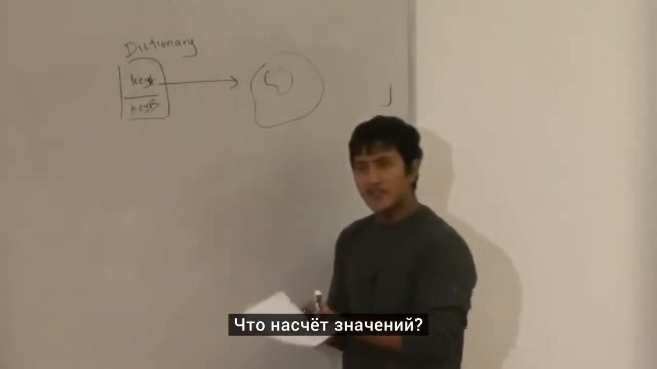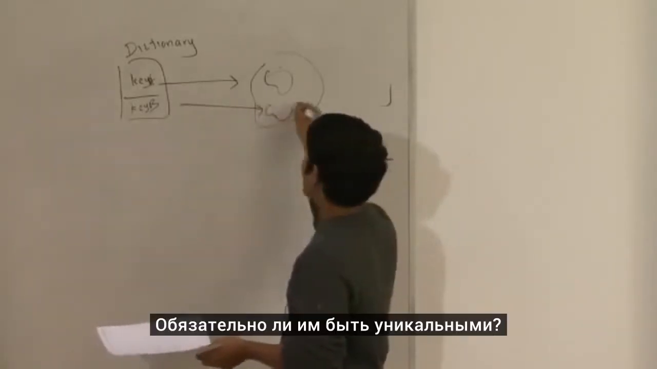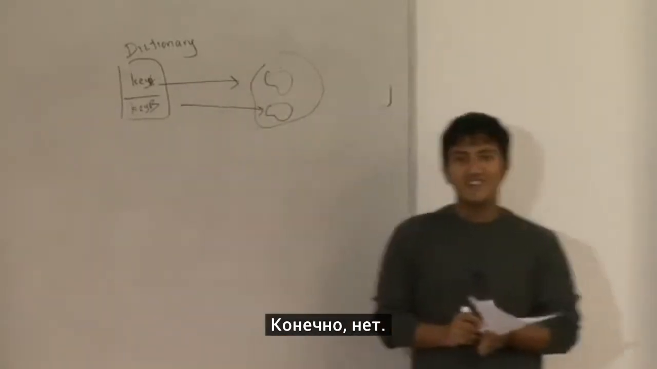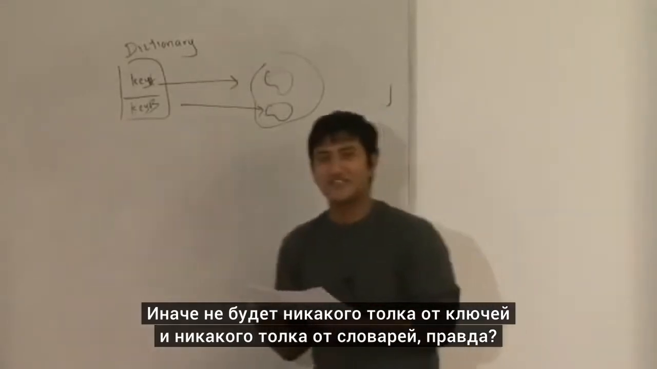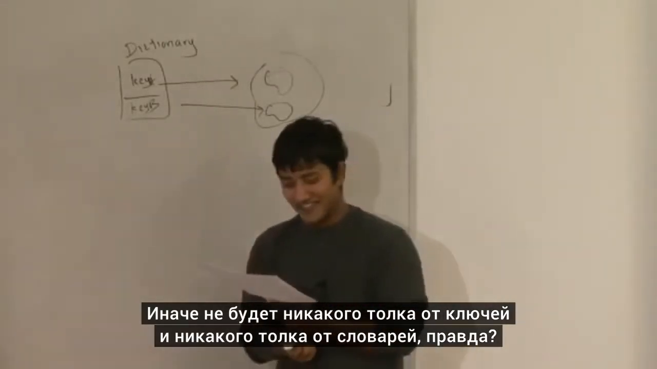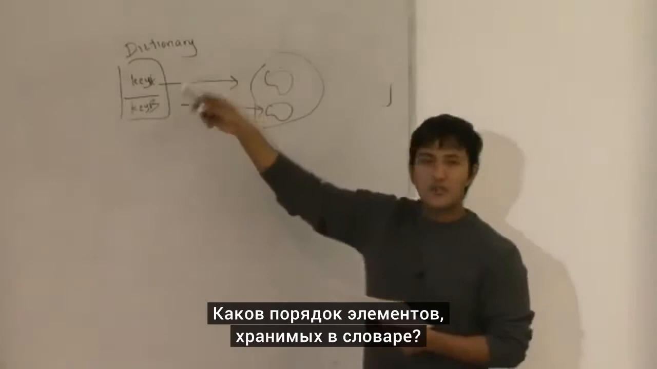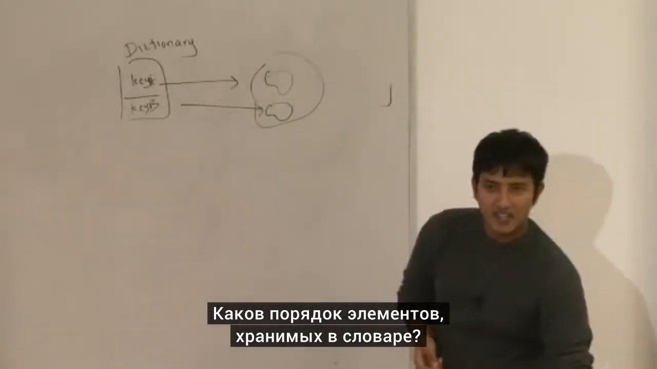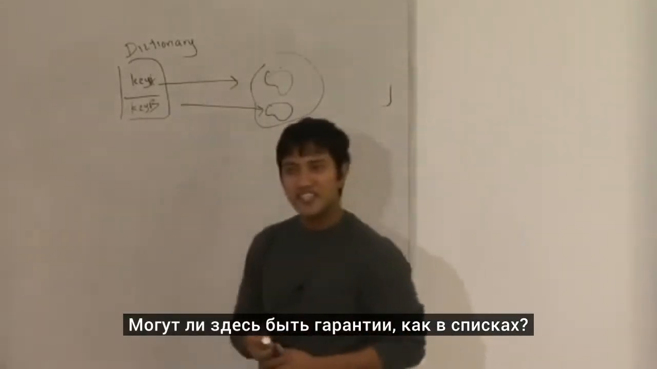What about the values? Do they need to be unique? No, of course. Otherwise, there would be no use of keys and no use of dictionaries, right? What is the order of the items stored in the dictionary? Can you give a guarantee?